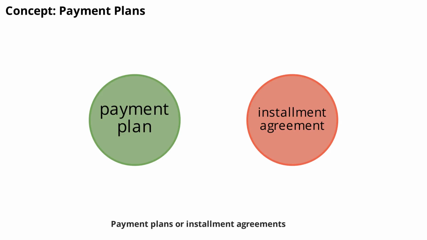Payment plans, or installment agreements, allow taxpayers to pay their tax debt over time. The IRS offers these plans to help taxpayers avoid additional penalties and manage their finances. Setting up a payment plan can be a practical solution if you can't pay in full immediately.